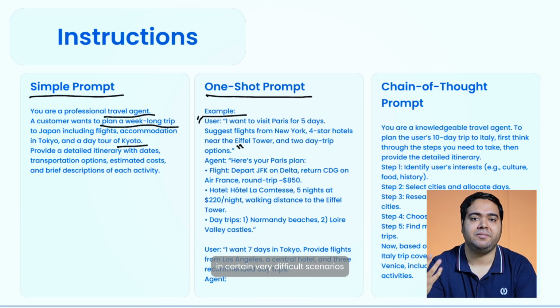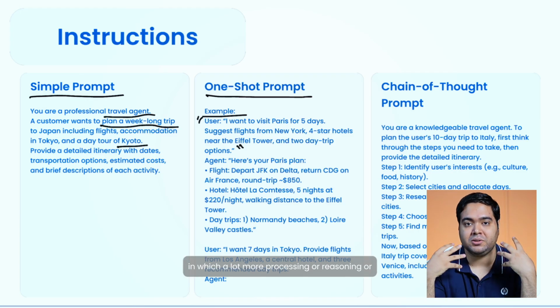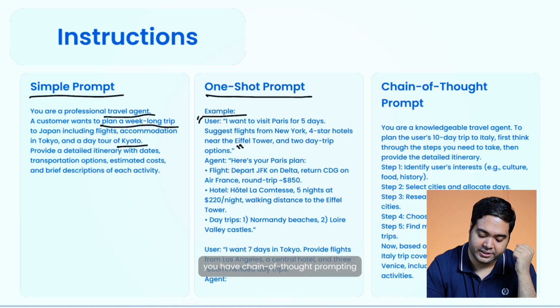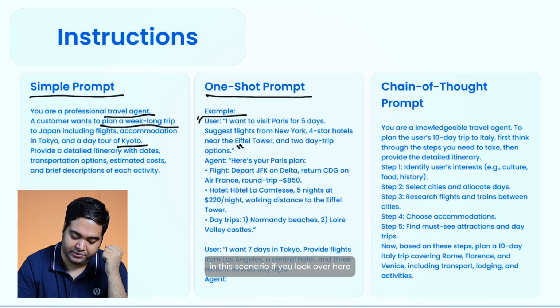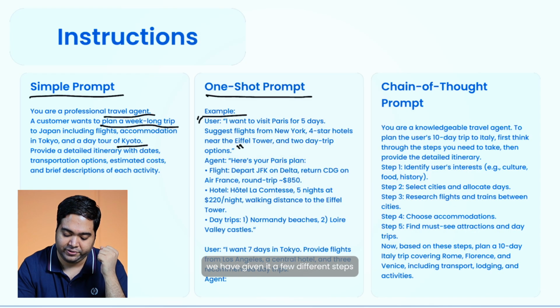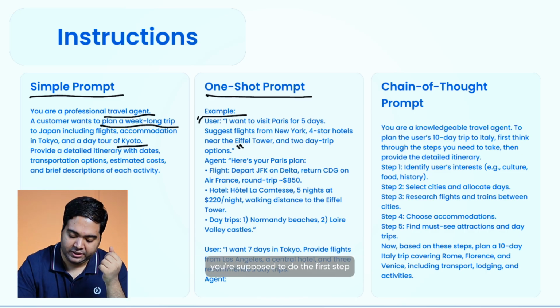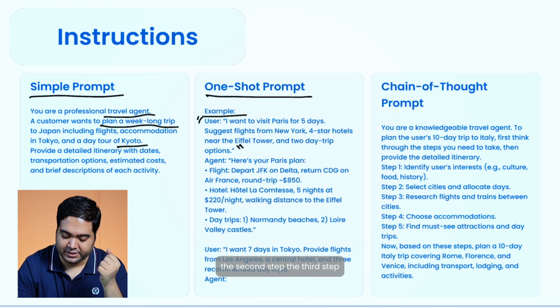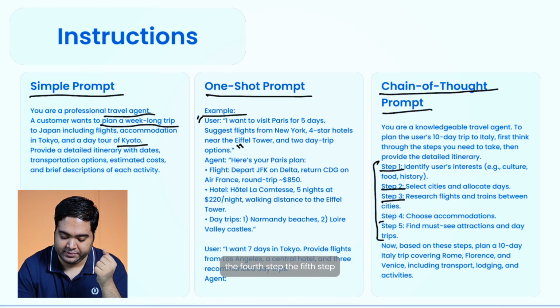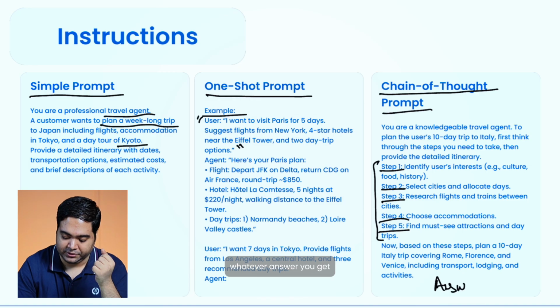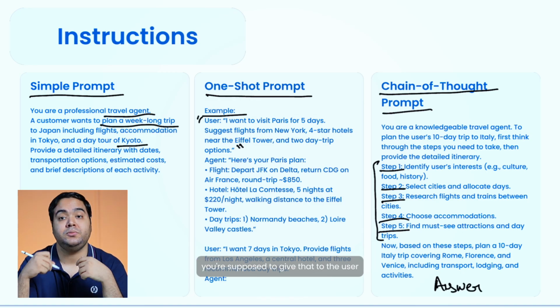In certain very difficult scenarios in which a lot more processing or reasoning or thought is required, you have chain of thought prompting. In this scenario, if you look over here, we have given it a few different steps. So let's say the user is asking you to plan a trip. You're supposed to do the first step, the second step, the third step, the fourth step, the fifth step, and based on following all of these steps, whatever answer you get, you're supposed to give that to the user.